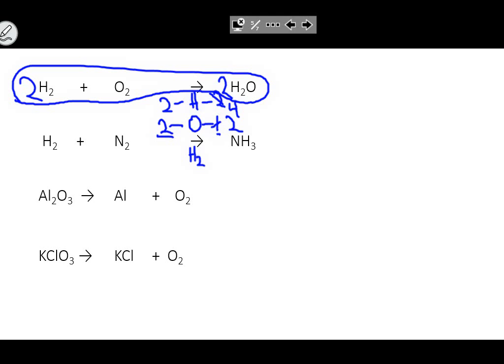Hydrogen gas plus nitrogen gas. All right, we got 2 and 2, and we got 1 and 3. Probably for me, I'm going to balance the nitrogen first. That's fairly easy. Put a 2 there. So remember, that makes this 2 for nitrogen, but 2 times 3 is 6 for hydrogen. I'll put a 3 here. That makes that 6, and we're balanced.